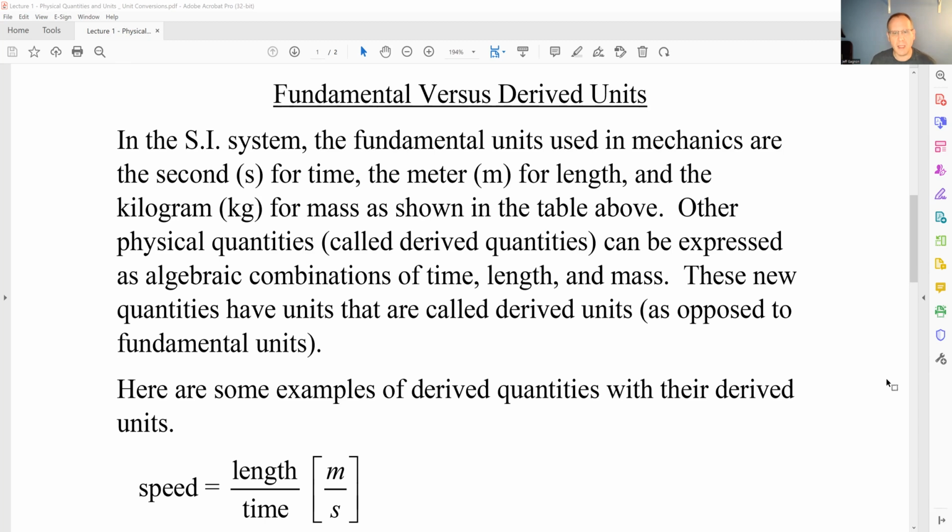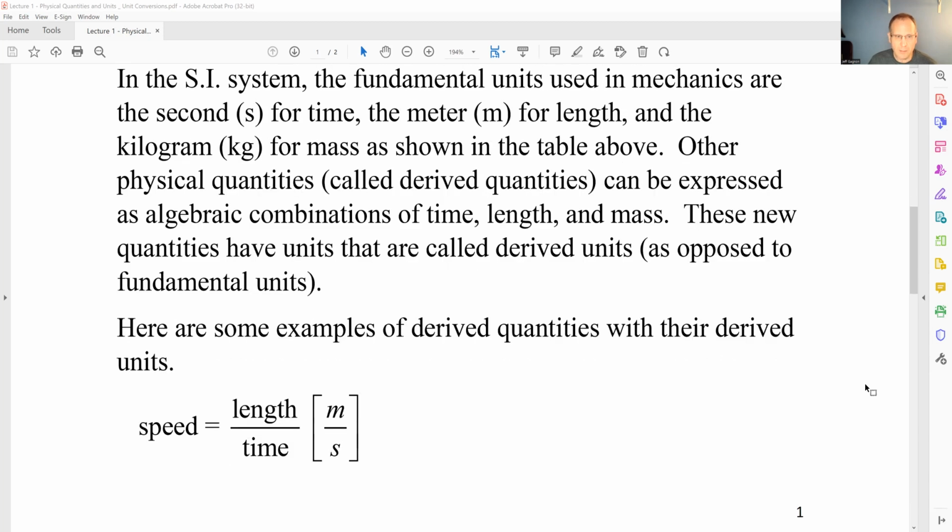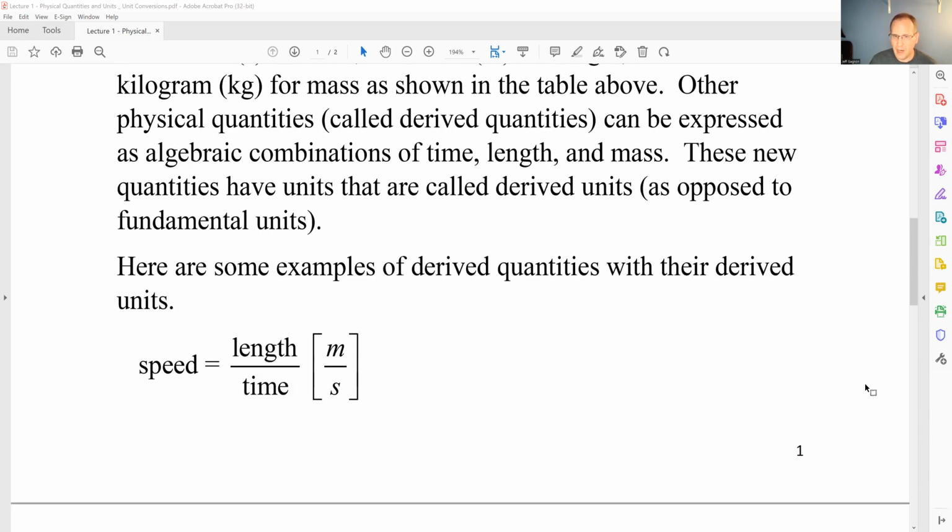So here's what I mean. Here are some examples of derived units. So speed would be a derived quantity. It's basically the length divided by time. But remember, the fundamental unit of length is meters. The fundamental unit of time is seconds. So this new combination of meters over seconds, meters divided by seconds, is a derived unit for speed. Also for velocity as well. So meters per second is a derived unit for speed.